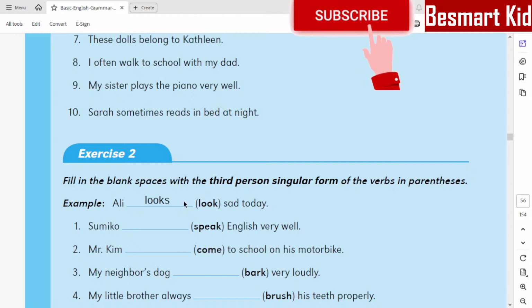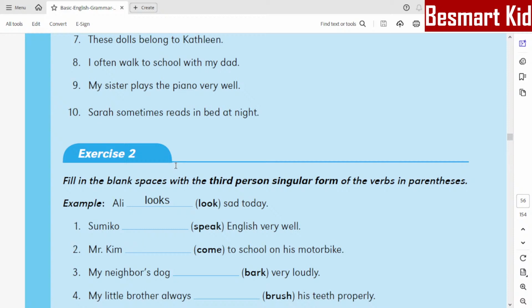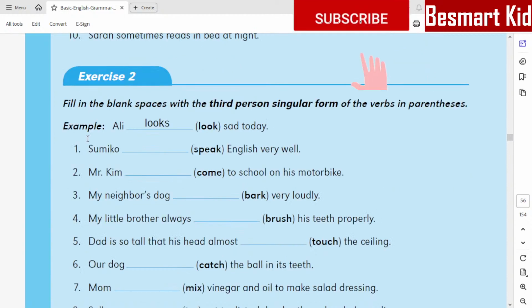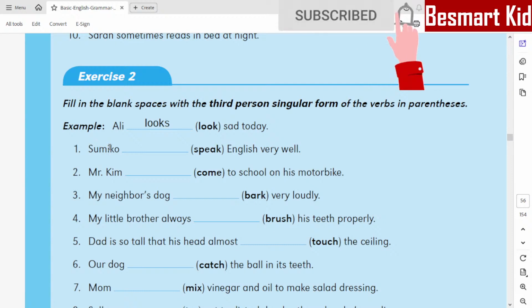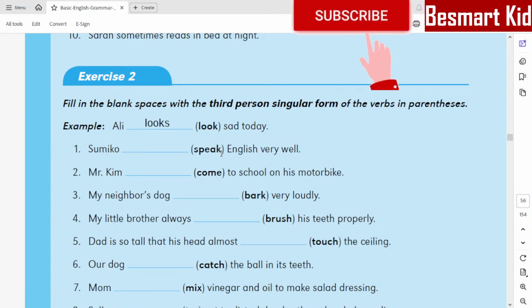Exercise 2. Fill in the blank spaces with the third person singular form of the verbs in the parentheses. Example: Ali (dash) in brackets looks sad today. The answer is looks. First question: Samiko (dash) English very well. In brackets we have speak.